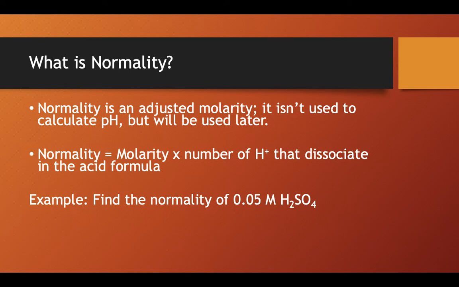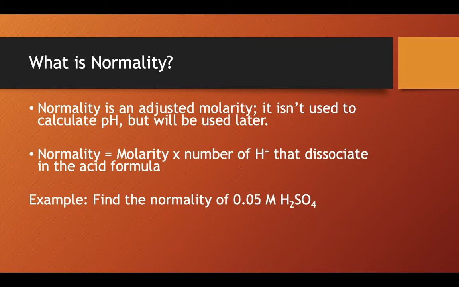So for example, if I wanted to find the normality of 0.05 molar sulfuric acid, and I look at that formula carefully, I see that it actually has 2 hydrogen ions on it. So we call that a diprotic acid because it has 2 protons attached to its formula. If it was something like H3PO4, we would call that triprotic. So anything that has more than 1 hydrogen ion that would be the positive ion once it dissociates, that's going to be what we call a polyprotic acid. And you want to be able to find the normality of that.